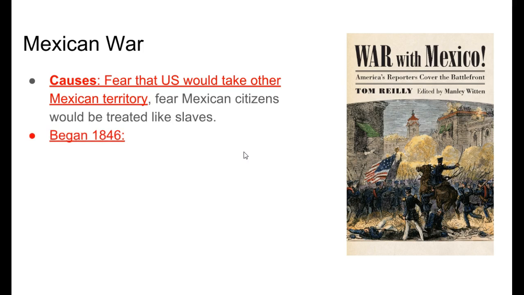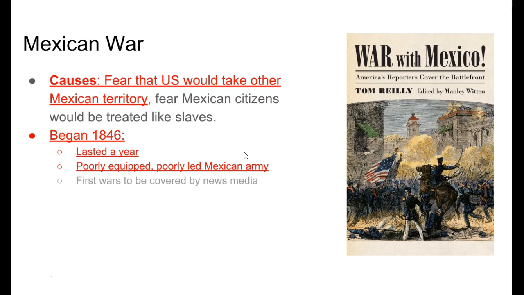So the Mexican War began in 1846. It lasted not exactly a year, but close to a year. And part of the reason why it didn't last very long was because the Mexican army didn't have a lot of resources. They weren't very well prepared. They weren't trained very well. One of the cool things about this war, though, is it was one of the first wars to ever be covered by news media. So there was a lot published about the war.